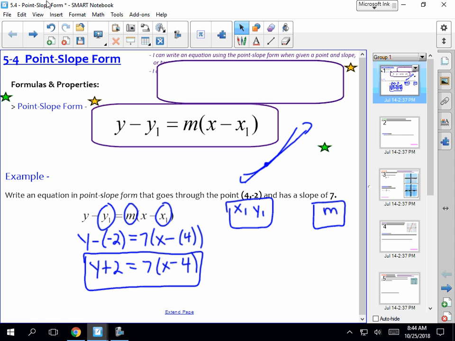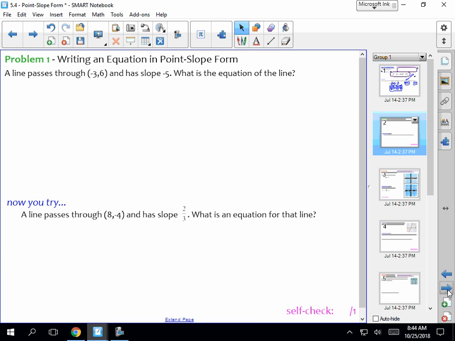When it says point slope form, a lot of students get confused between point slope and slope intercept because the words used in that phrase are kind of similar. It says a line passes through -3, 6 and has slope -5. What is the equation of the line? Now, we're going to write the equation of the line just in point slope form on this one.